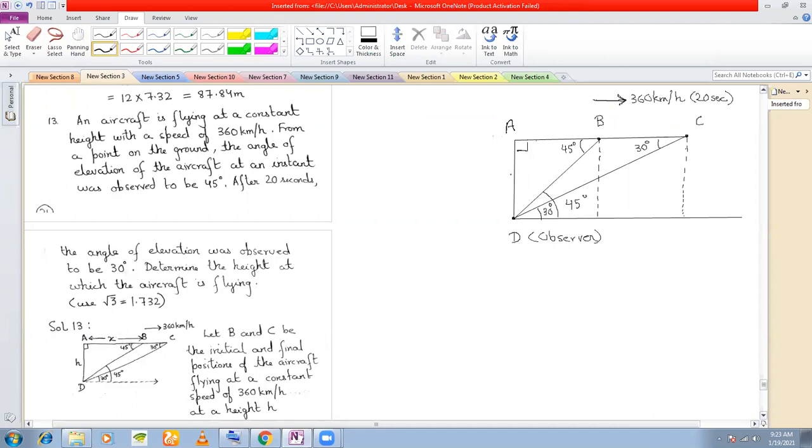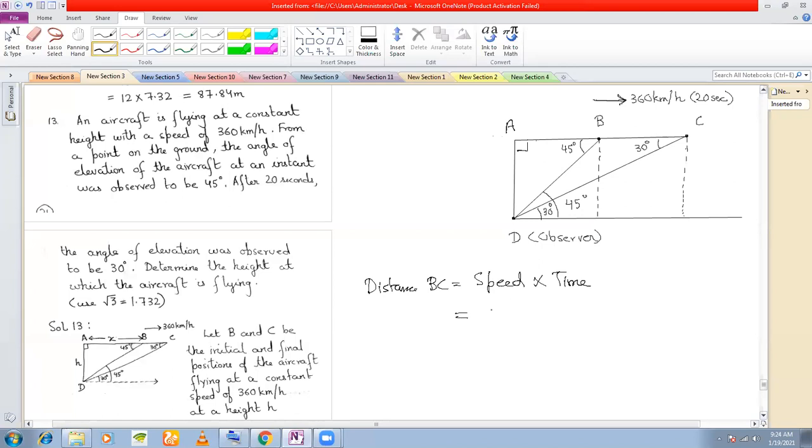Okay, and what you must realize is that the aeroplane is traveling from B to C at this speed and it takes this much time. So what should be the distance BC? Distance BC is equal to speed into time.